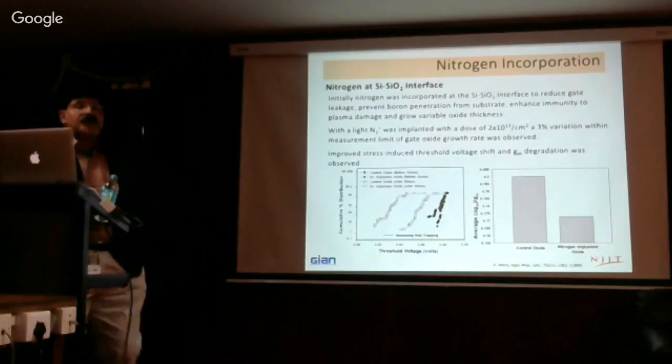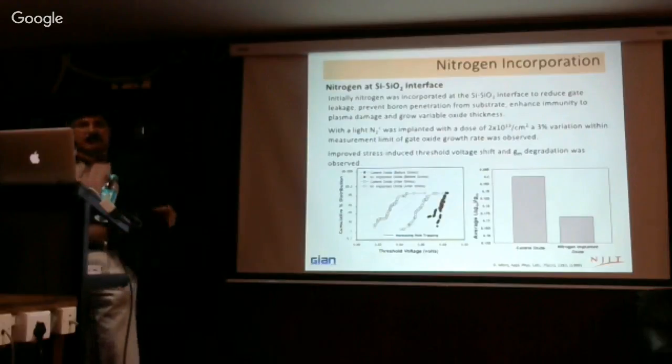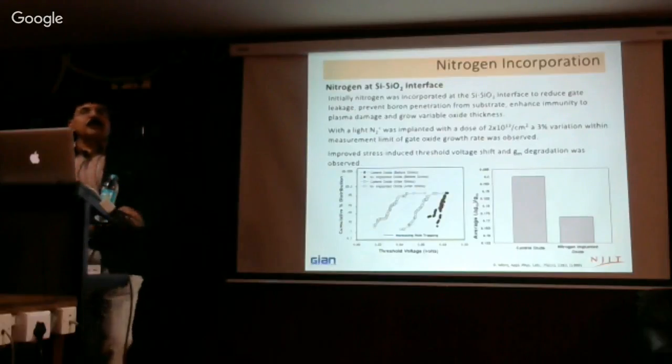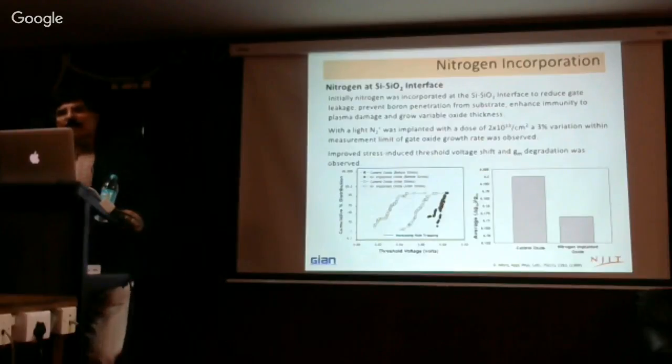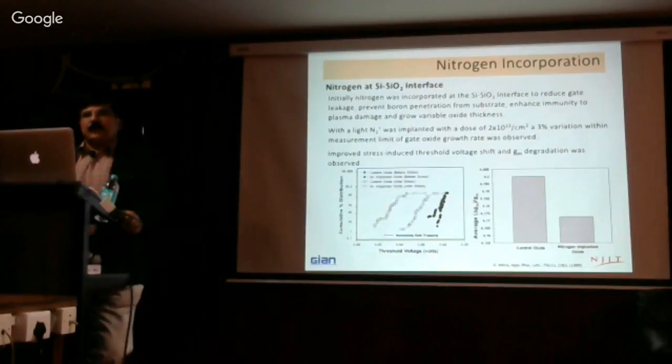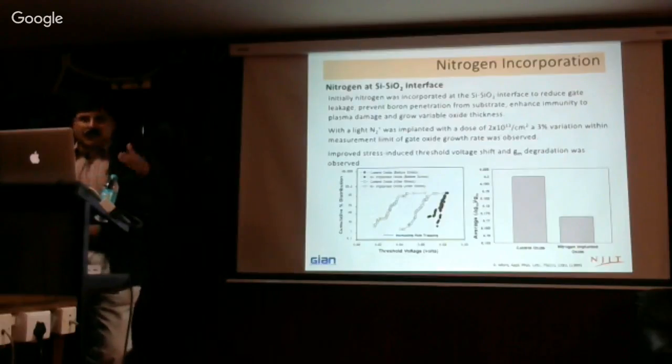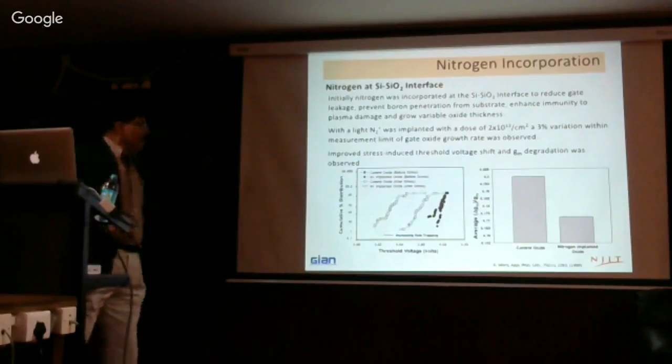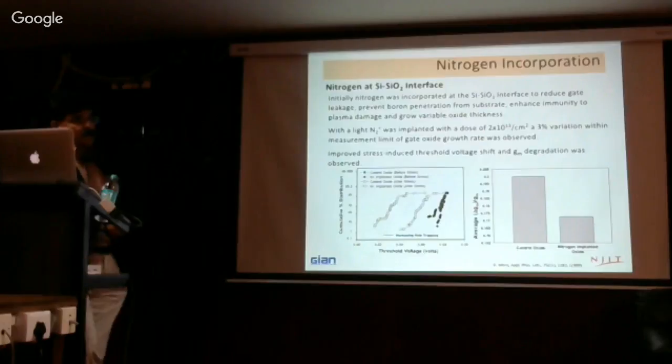So those are some initial work we did, and it was clear that, in those days people were only using silicon dioxide, nitrogen has some impact. It was published in IEDM and in IEEE Transactions on Electron Devices as well. Then industry actually adopted nitrogen, and silicon oxynitride came into that. And also the average gm, the transconductance variation, is actually very large for the control oxide compared to the nitrogen implanted one.